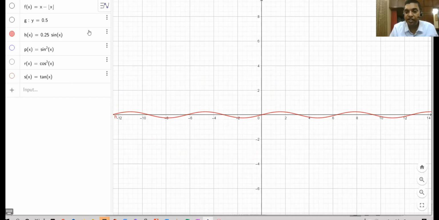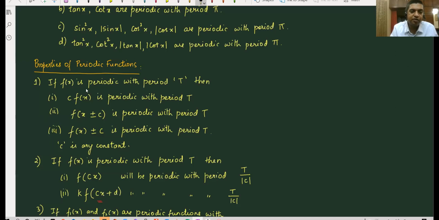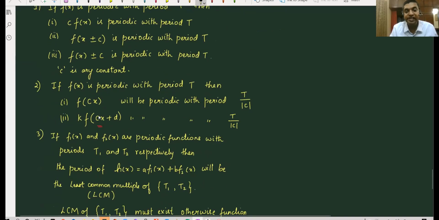The period doesn't change, but the amplitude changes. So that's what we have to understand: periodic functions do not get altered whether you multiply them by a constant or add or subtract a constant to the function. What changes the period? Very important. What changes the period is, to the variable x, you multiply a constant.